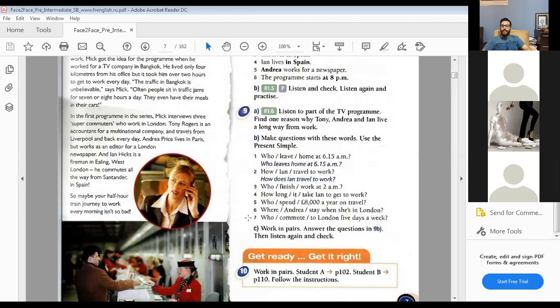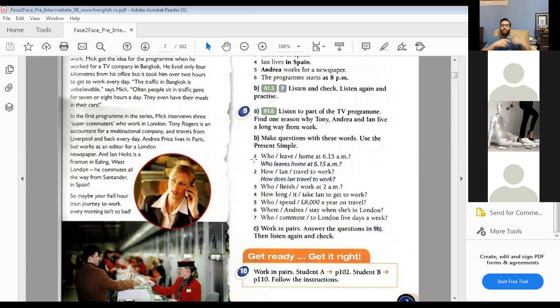Okay. Hind, can you read the question? I'm not sure, but I'm going to try. Let me try with number 7, okay? Who commutes to London 5 days a week? Okay. The verb is correct, but can you repeat it again? Who commutes to London 5 days a week? That's correct. That's correct.